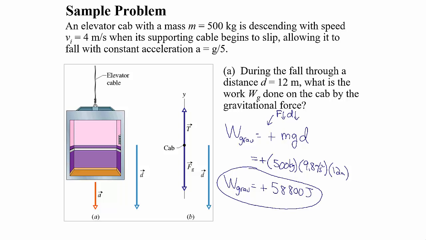So as this is moving downward, the force of gravity is adding 58,800 joules of energy to the object.